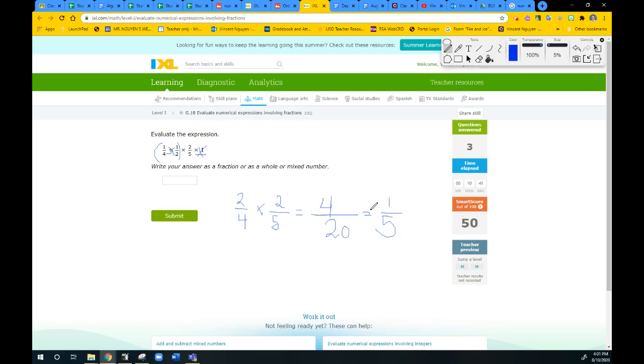Now, if you don't want this big answer, you could actually reduce this ahead of time. This is 1 over 2, okay? And then 1 times 2 is 2, and then you can also cancel the 2 and the 2. So now your answer is 1 over 5, right here. Okay, so you could actually do that cancellation. It only works when you're multiplying, okay? So it'll be 1 over 5. That's our answer.